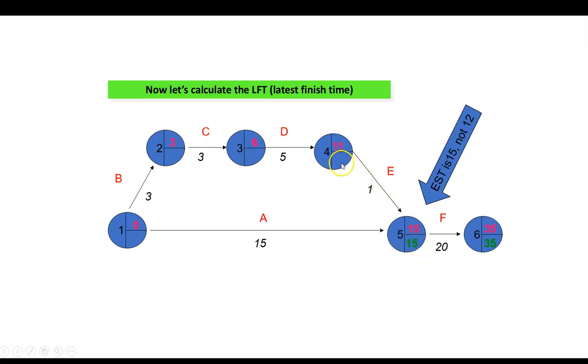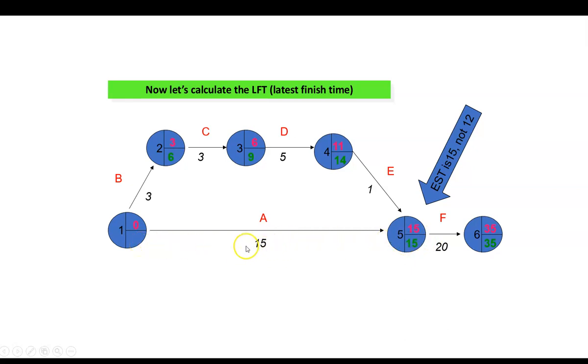15 take away 1, this will be 14. 14 take away 5 is 9. 9 minus 3 will be 6. Now we have a problem. The latest finish time here could be 5, 4, 3, or it could be 15 take away 15.